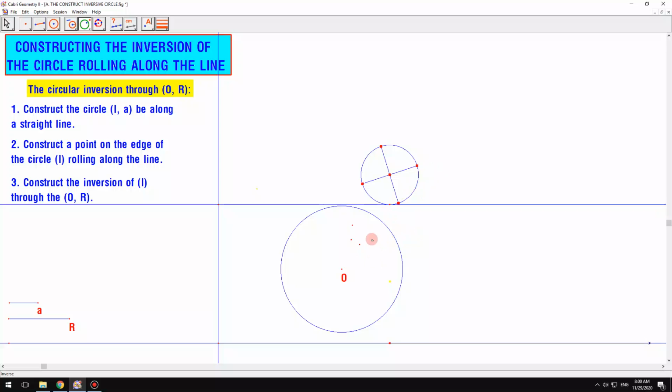Now we have 3 points. Construct the circle by 3 points. The circle is the inversion of the circle I to the circle with center R, radius R.